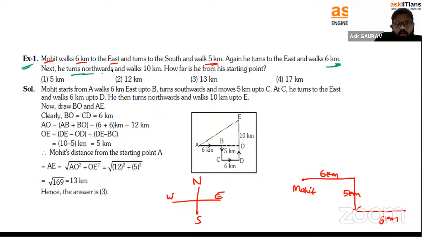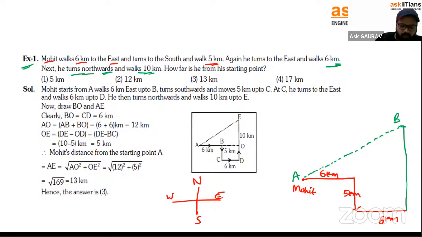Next, he turned northwards, basically north, and walked 10 kilometers. So 5 will be this, and again 5. Right? So this point he has reached. How far is he from the starting point? Basically, the question is what is the distance from, let's say this point is A and this point is B. So what is the distance between A and B? The question is asking this, right?